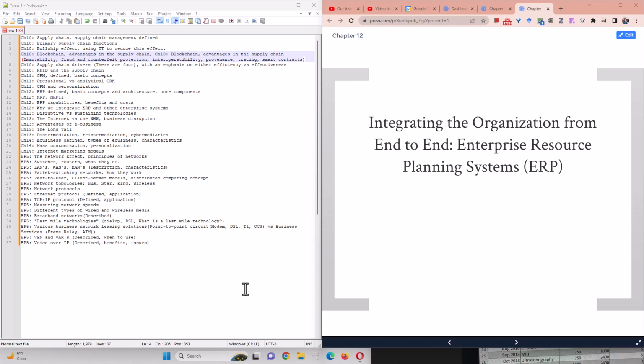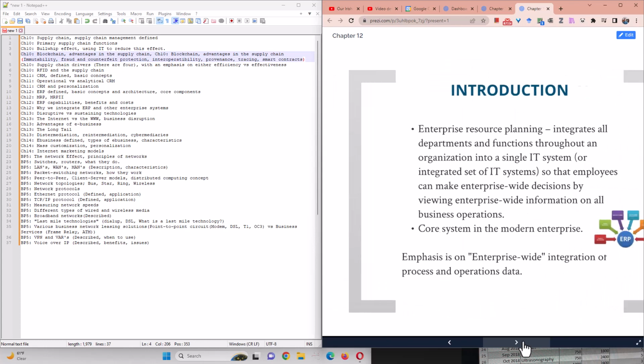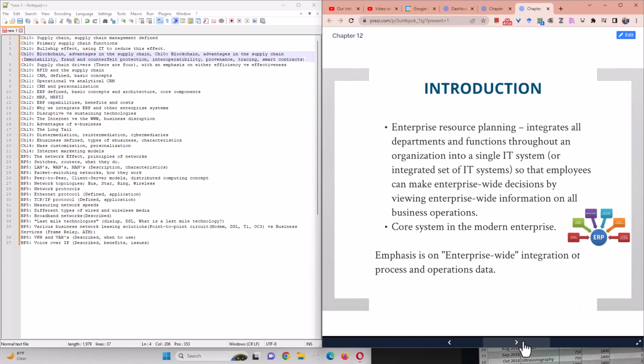Okay, continuing with the review of chapter 12, which is Enterprise Resource Planning Systems. You need to know what an ERP system is. It's basically a system that integrates all the departments and consolidates all of that data into a single database, creating a central system which provides global access to information throughout the enterprise.